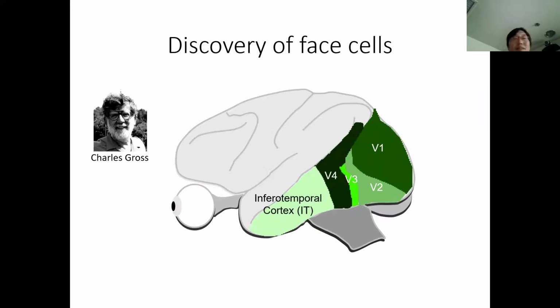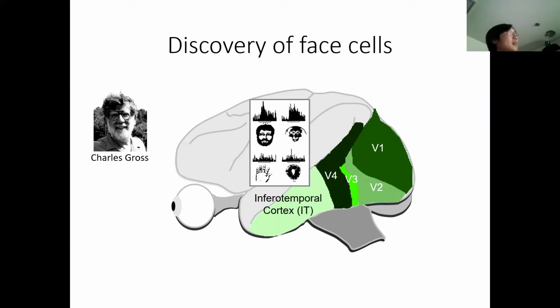In the late 1970s, Charles Gross discovered single cells in IT cortex that are selective for specific complex forms, such as hands, trees, and faces. And here is the famous face cell, a face-selective neuron that Gross recorded from. They respond to human and monkey faces, but not to a hand or a toilet brush.